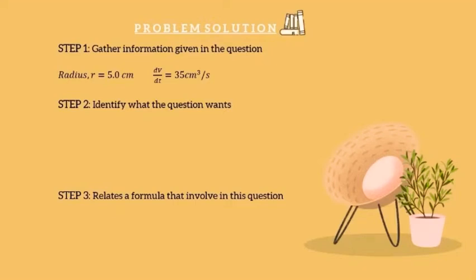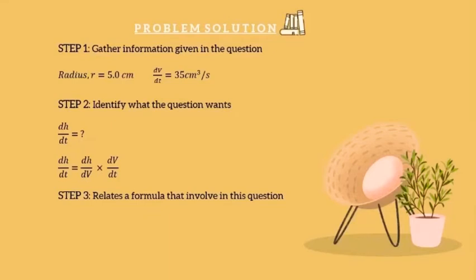Step 2, you need to identify what the problem wants. It asks how fast the liquid chocolate level increases in the cylinder plastic jar. So, we can say that the problem wants dH over dt. Next, we will create the equation where dH over dt equals dH over dV times dV over dt.